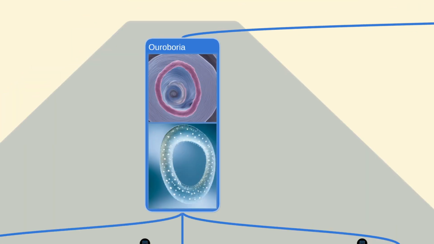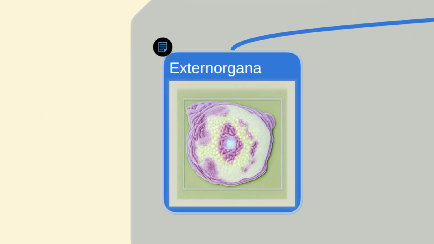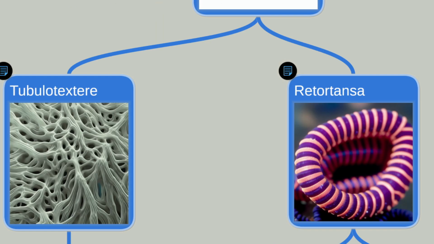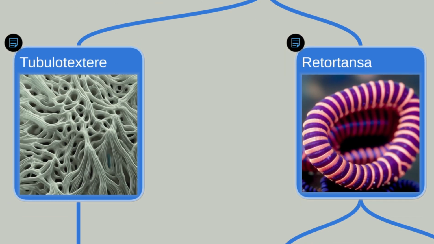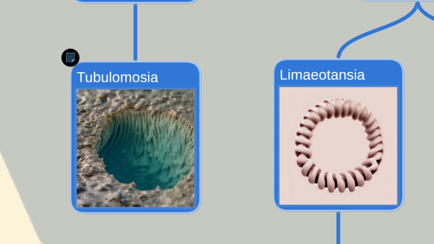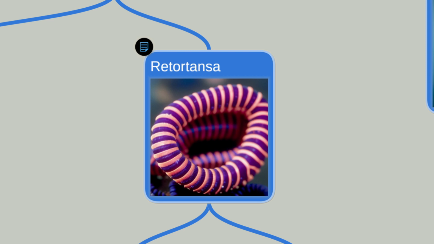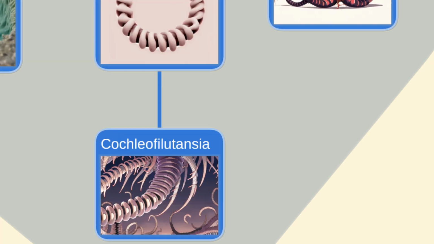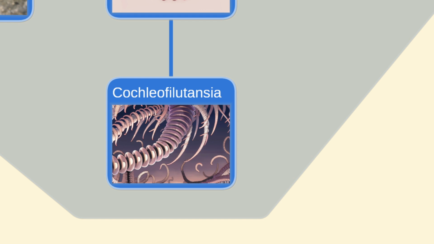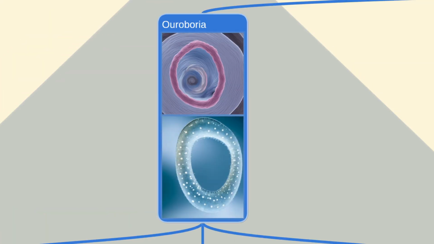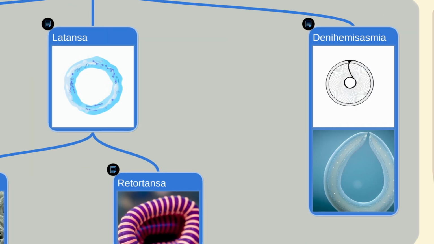Following the Ouroboros tree from left to right, we have the external organa, the outside organs. The Latanza, meaning the wide loop, splits into the tubulotextare, the tube weave, and the tubulomosia, from there, the tube-shaped. The Latanza also turns into the retortanza, the twisted loop, which become the lameotansia and the cochleophylutansia. The retortanza also splits into the flagellotanza. Finally, from the Ouroborea, we get the denihemicosmia, the thick half-loops.